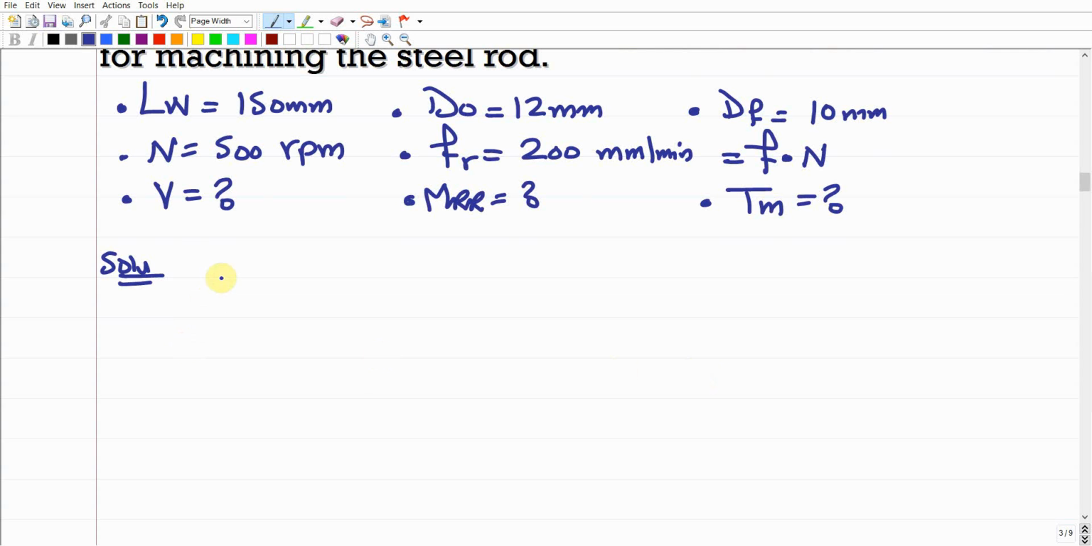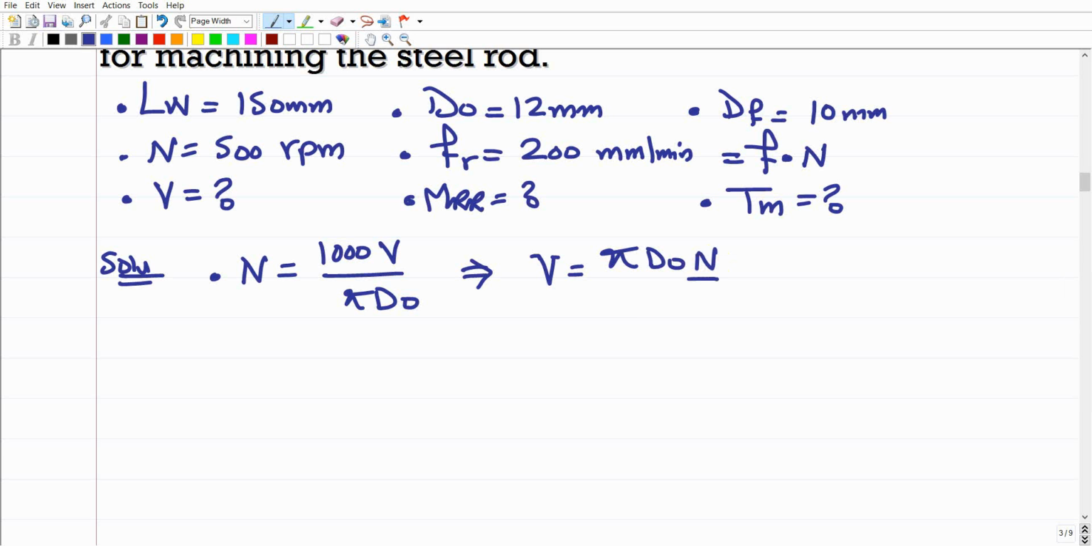Make sense? First of all, to calculate V, we already knew that N equals 1000 times V divided by pi D0, right? So what should be V for a given N? Definitely it is going to be pi D0 N divided by 1,000. This 1,000 is to give it in meter per minute, as we mentioned, because this is the standard thing for all the machining operations.